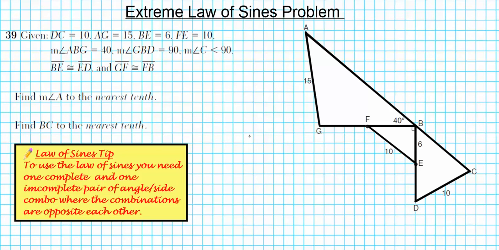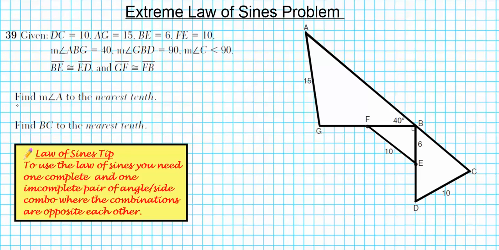One tip I would like to share with you concerning the law of sines is that in order for you to use the law of sines, you need to have one complete and one incomplete pair of angle-side combinations in such a way that the angle and side are opposite each other. In this case, we're dealing with a composite problem, so we want to attack the problem in parts.